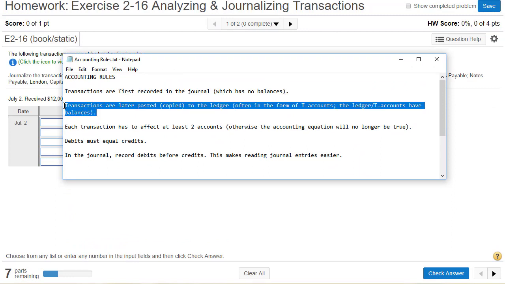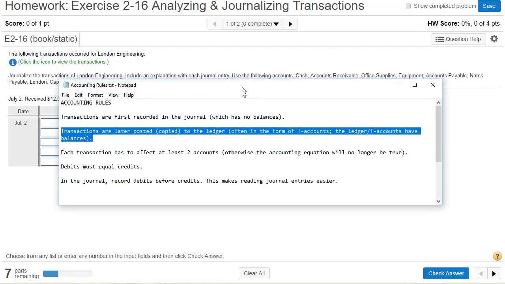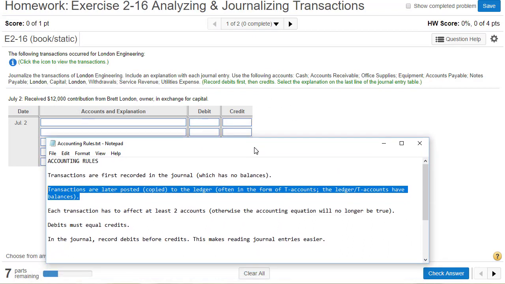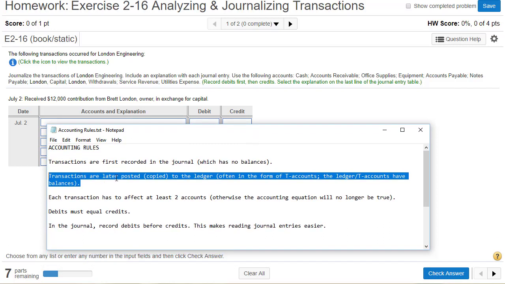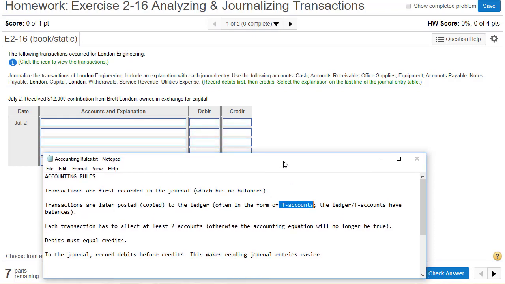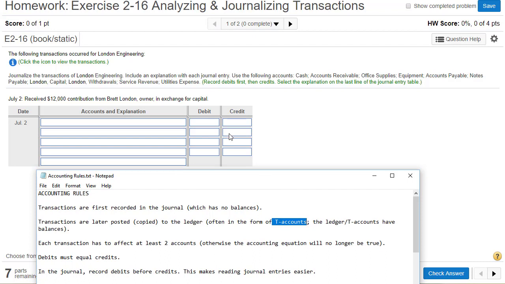Rule number 2, transactions are later posted, which just means copied, to the ledger. And this ledger, when we're learning accounting, is usually in the form of these T accounts. Now the ledger and these T accounts have balances. So if you wanted to know how much cash the company has, you would not go to this journal because the journal does not have balances. Notice there's no balance column. So to know the balance of our cash account, we would have to look into our ledger, which is often in the form of T accounts. So again, the order that we journalize transactions, or record transactions, you put them in the journal first, and then later we post them to the ledger, which will have our balances.